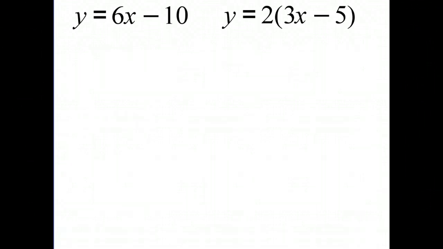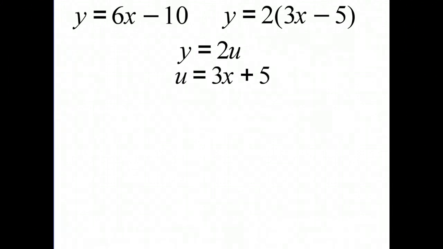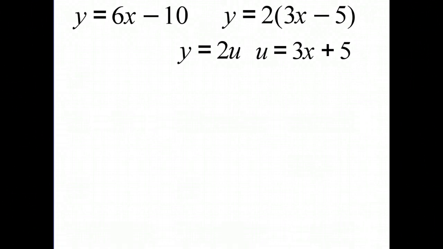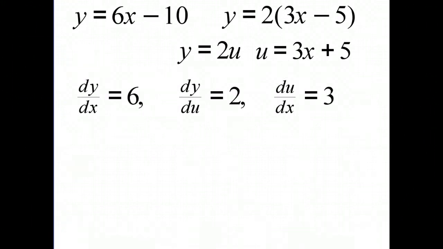So if we look at this composite of y equals 2 times the quantity 3x minus 5, we're going to rewrite that using u substitution, saying that y is equal to 2u, given that u is 3x minus 5. So if we were to substitute the 3x minus 5 in for u, we would still wind up with our original function y equals 6x minus 10. Now let's take a look at a few things here. We know that the derivative of y with respect to x, dy dx, is 6, our original function. That's going to be 6.